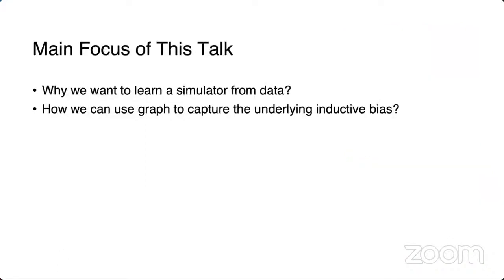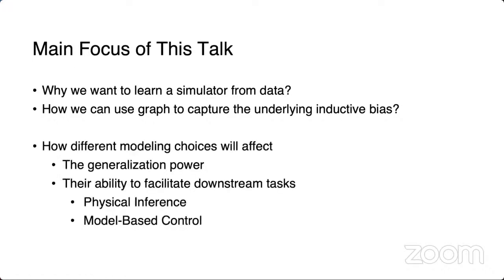The main focus of this talk is to discuss why we want to learn a simulator from data and how we can use graph to capture the underlying inductive bias of the environments. We will also investigate how different modeling choices will affect the generalization power and their ability to facilitate downstream tasks in physical inference and model-based control.